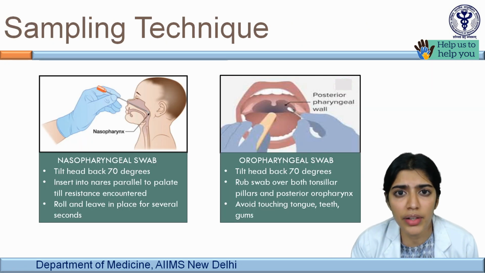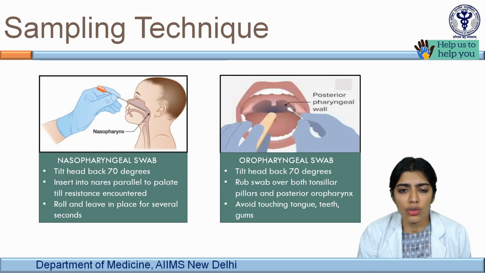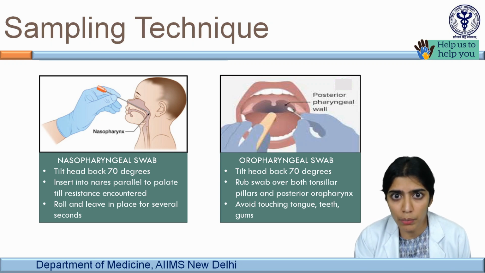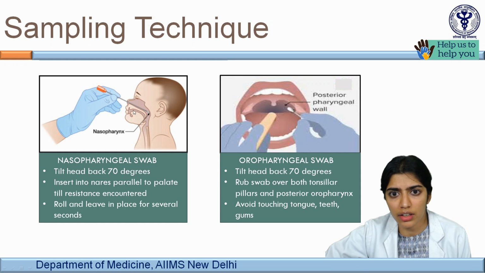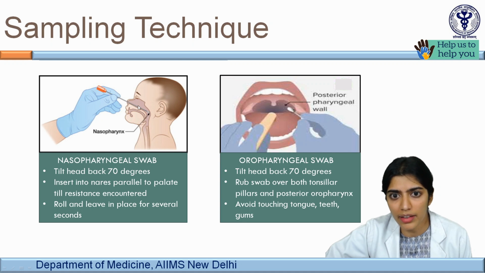So how do we sample these patients? First and foremost, we explain the procedure to the patient, that there will be pain, and then we ask them to tilt their head back by 70 degrees. While taking a nasopharyngeal swab, we insert the swab into their nostrils parallel to the palate until we hit a resistance. Here we roll the swab and leave it in place for several seconds and then take it out.